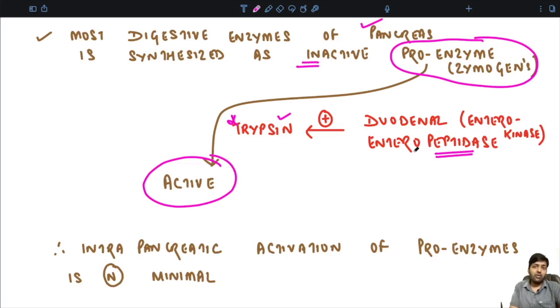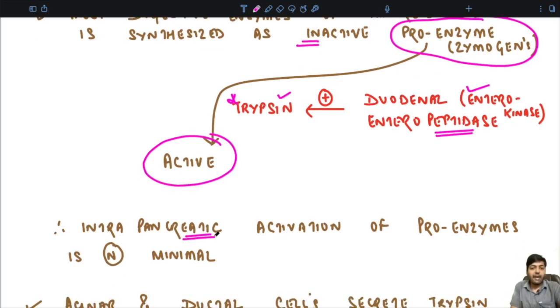Okay. Now, therefore we see that most of the digestive enzymes in the pancreas are normally inactive. Only when food is entering the duodenum, duodenal enterokinase is released, which is stimulating the trypsin, which is then converting the inactive enzymes in the pancreas into active enzymes. So there is a process that follows. The enzymes are not getting activated by themselves. Therefore, we can say that the intrapancreatic activation of the proenzyme is normally minimal. So normally it is not in the active state. Only when food is there, enterokinase will be released, which is going to stimulate the trypsin to convert these inactive enzymes into active enzymes.